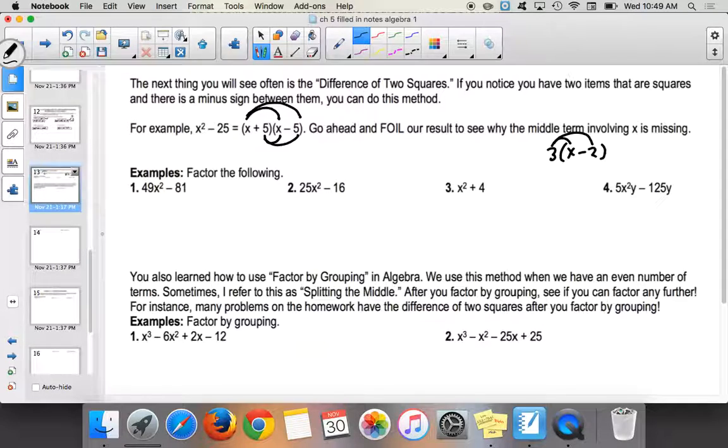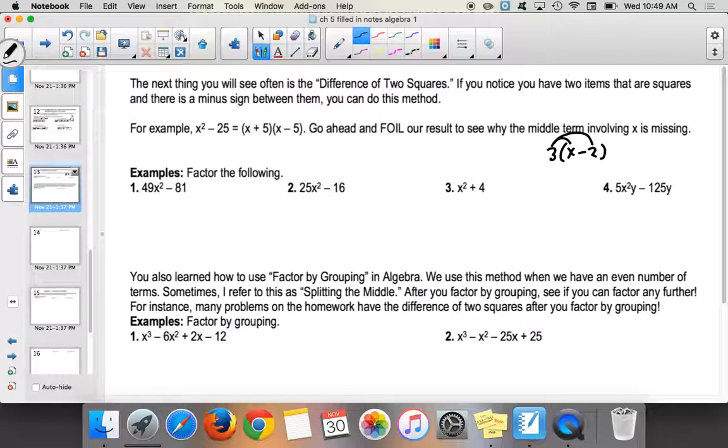And we use a little shortcut. We call it FOIL: first, outer, inner, last. Okay, so first terms were the x times x. The outer terms were the x times negative 5. The inner terms were the 5 times x, and the last was 5 times negative 5. So we call that FOIL. Okay, all it is is distributing twice.